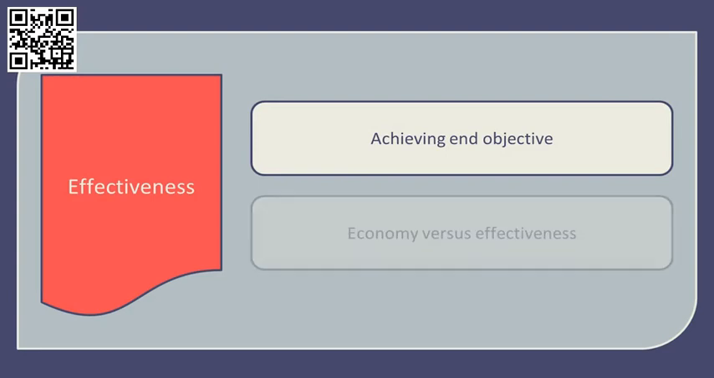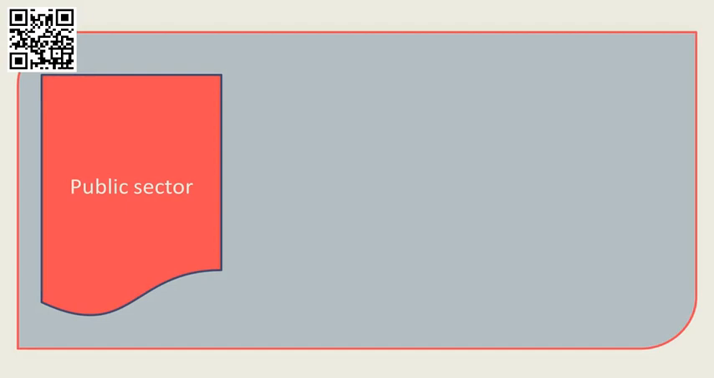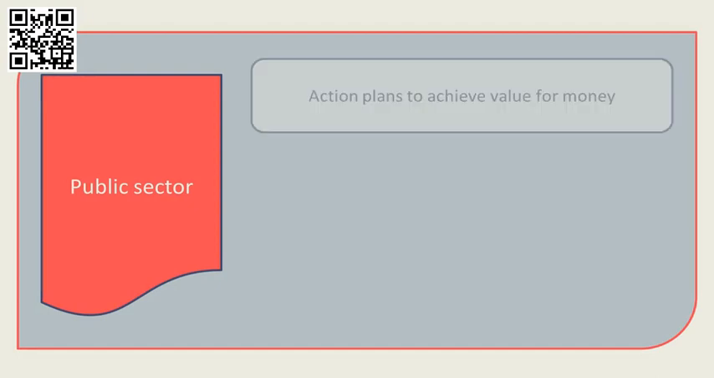There is always a trade-off between economy and effectiveness. Organisations will usually have the ability to resource their inputs at a lower cost. However, if the cost cutting is too severe, then the organisation will struggle to achieve its end objectives. Public sector organisations are now under considerable pressure more than ever to operate economically, efficiently and to be effective, and are normally required to draw up some form of action plan to demonstrate how they will achieve value for money.